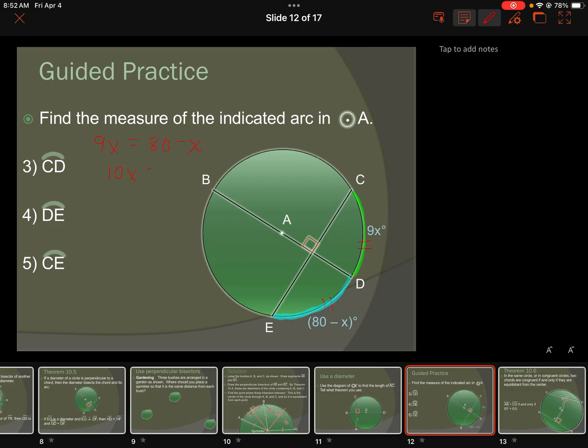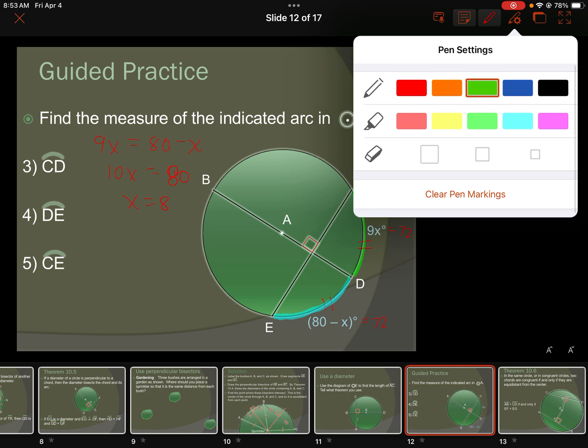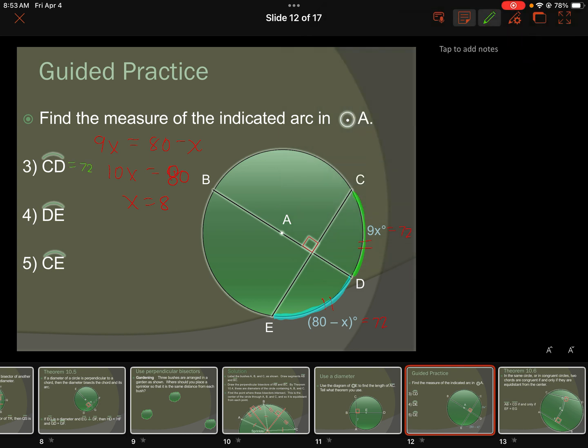We're going to solve for x. Looks like x is 8. Make sure you plug that in because we want to find the measure of the arc. 9 times 8 is 72. So that's what this is going to be too. 80 minus 8 is 72. What's the measure of arc DE? It's going to be the same thing. How about the measure of arc CE? Well, you're going to add those together. 72 and 72 gives you 144.